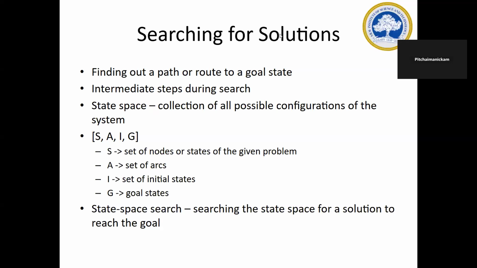So the first one is searching for the solution. First, we need to find the path, or we need to identify the route to the goal state. There is a problem, and from this problem we have some initial state. From this initial state, we are able to find the goal state. So the main objective is to find the path or the route to the goal state.